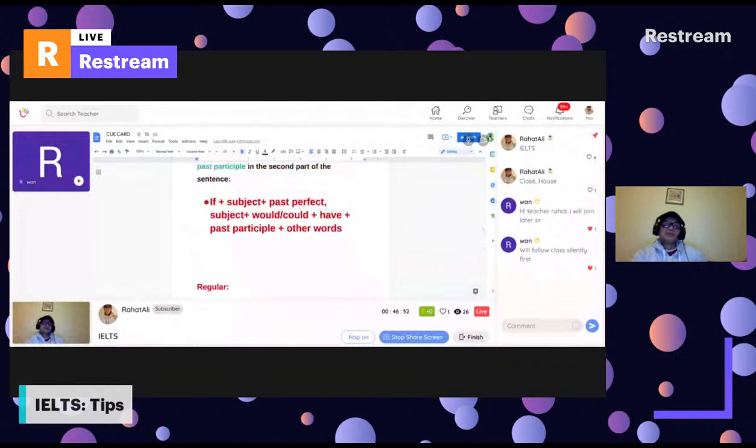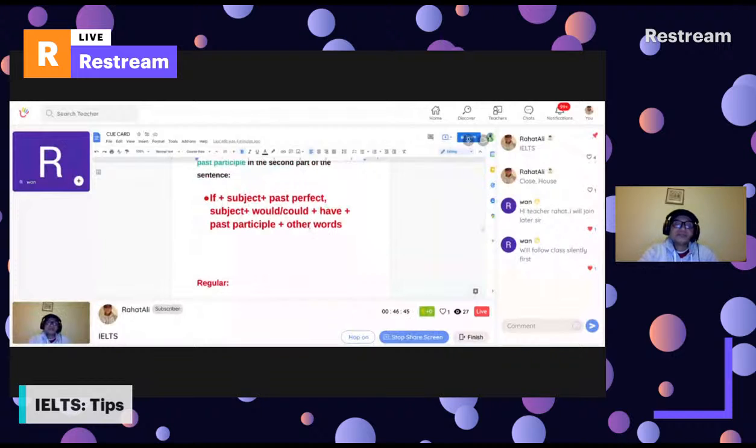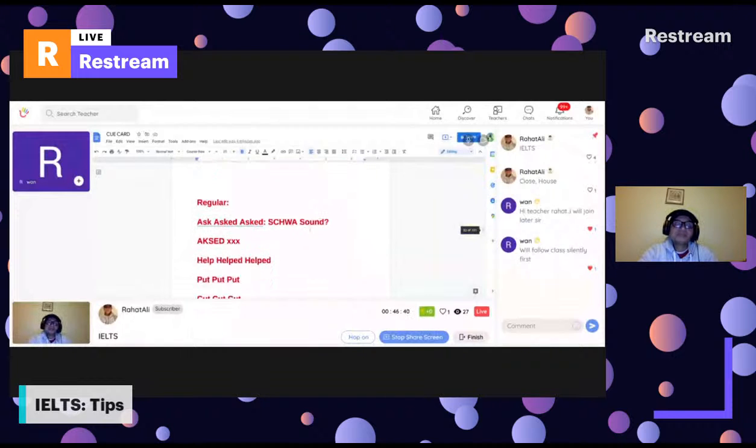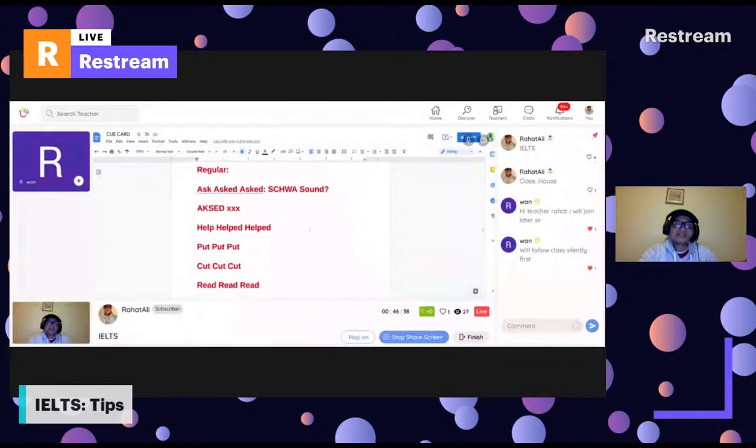Before we explain a little bit more, if you remember, for all the conditional situations, we need to know the present, past, and past participle, especially regular and irregular verbs. And I'm sure, guys, you know what regular and irregular verbs are. Asked, helped, help, put, cut, cut, read, read, read.